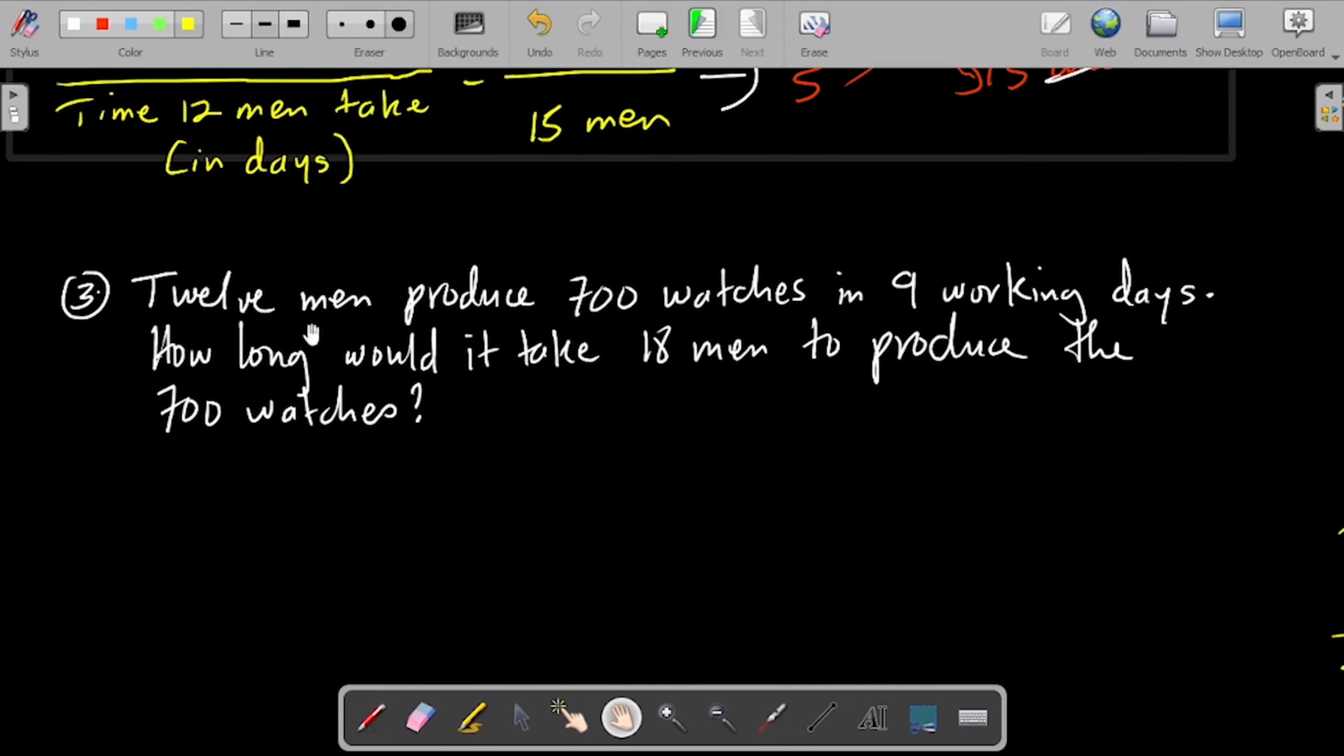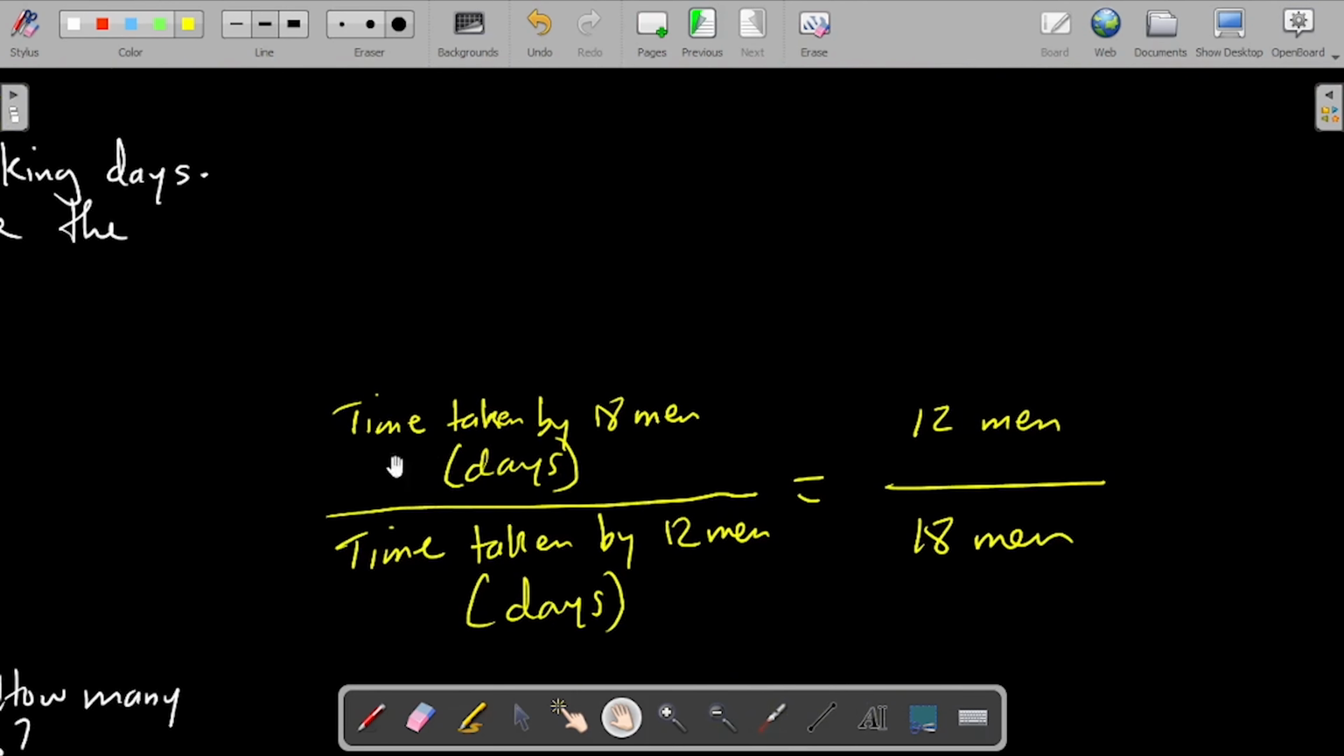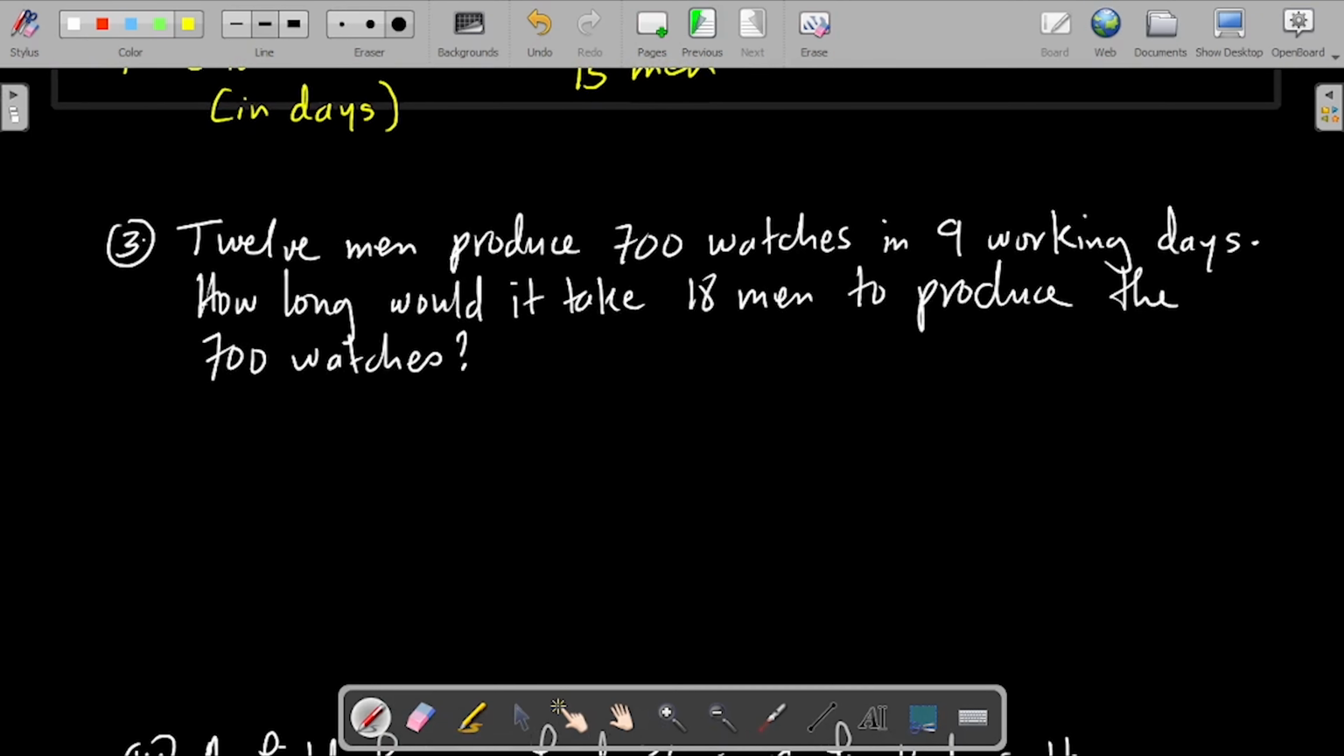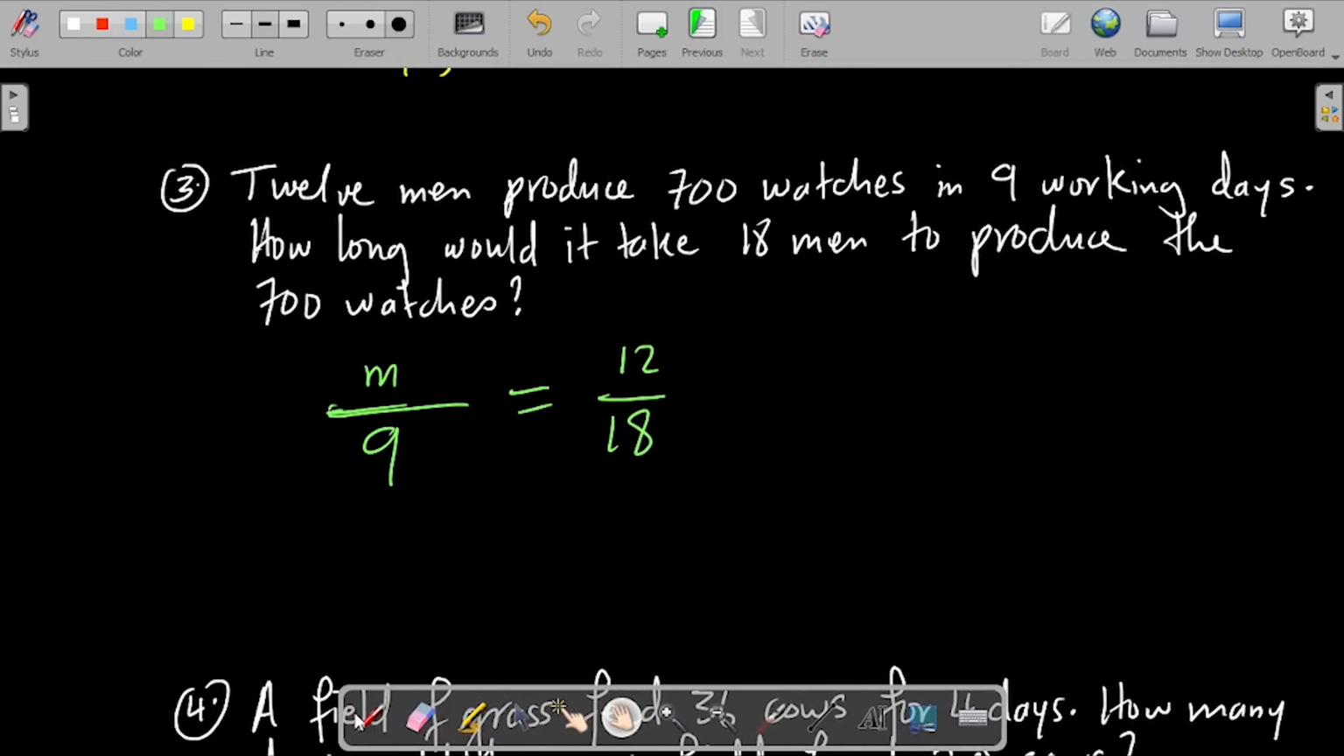Number 3 says 12 men produce 700 watches in 9 working days. How long will it take 18 men to produce 700 watches? So the formula we have here is time taken by 18 men in days divided by time taken by 12 men in days equals 12 men over 18 men. The time taken by 18 men is what we do not know, so we're gonna let that equal, let's use a different letter here, let's use m, over the time taken by 12 men, which is 9 working days, and that equals 12 over 18. So then we can cross multiply.